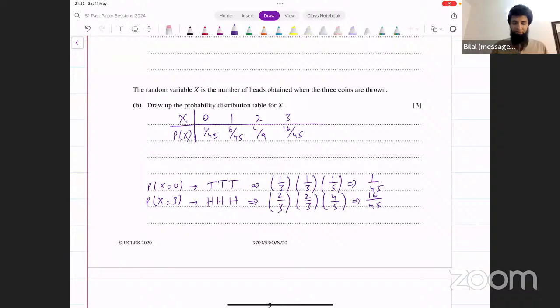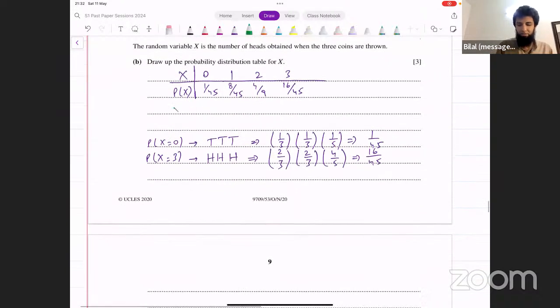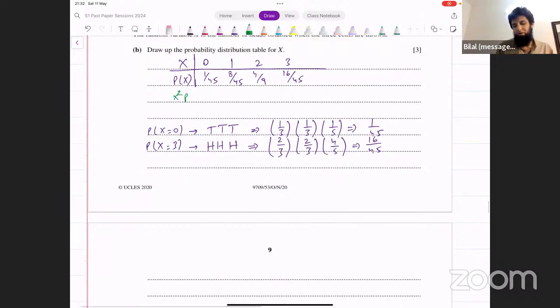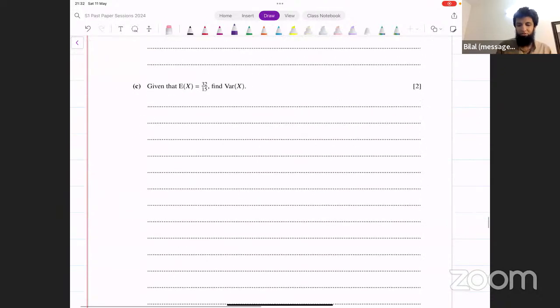All right. So now that we have this, we just have to find the variance of x. Let's find x squared p. 0, 8/45, 4 into 4, that's 16/9, 9 into 16 divided by 45, that's 16/5. That will give you sigma x squared p. What's that? 8/45, 16/9, 16/5. That's 232/45. 232/45.